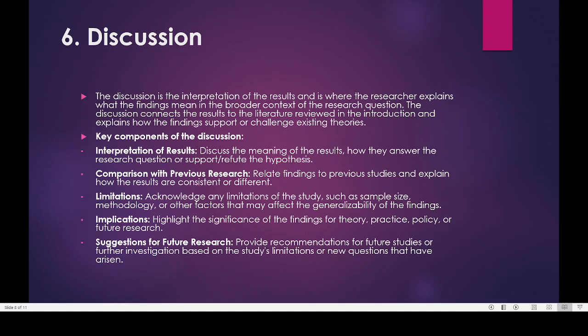Implication: highlight the significance of the findings for theory, practice, policy or future research. How your research can be used by forest department people, government officials, biodiversity department or other people who are interested in biodiversity. So what will be the implication, the significance of your research? Suggestion for future research. So what should be done by future researchers?